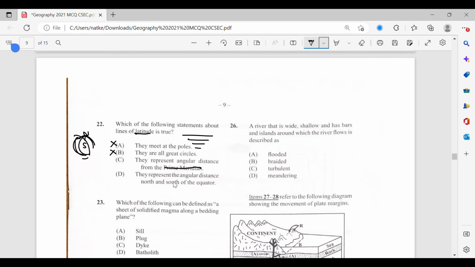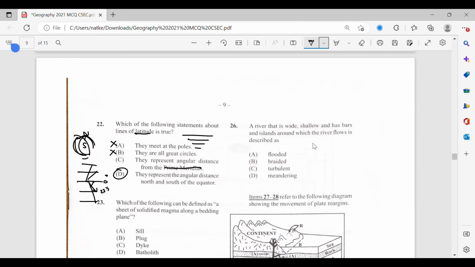And they represent the angular distance north and south of the equator. That is correct. So let me just do a quick explanation. So this is my equator there, 0 degrees, and I would have my other lines of latitude above and below. So it is giving me the angular distance. So like there, that would have given me 23.5, and then there, that would have given me a bigger angle, and so on. That's what they mean by angular distance, north and south of the equator.